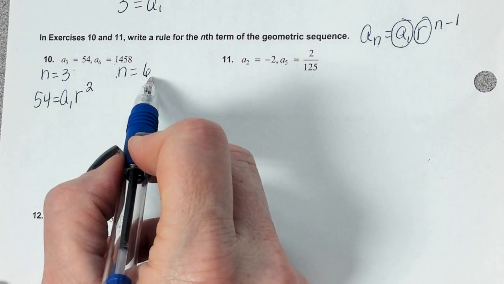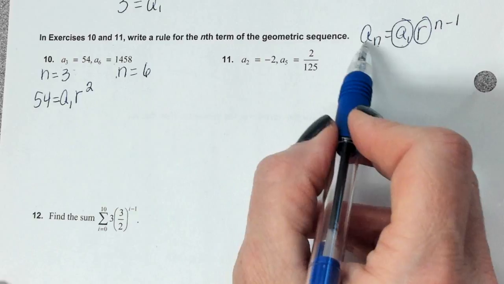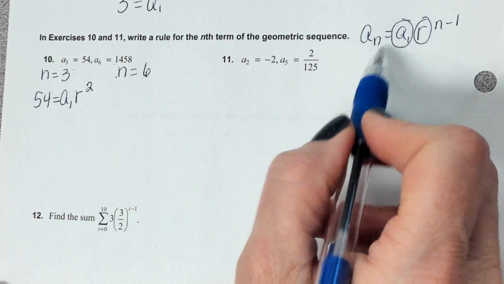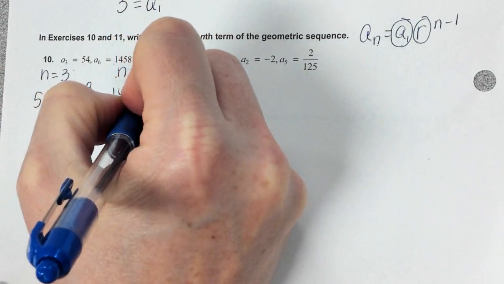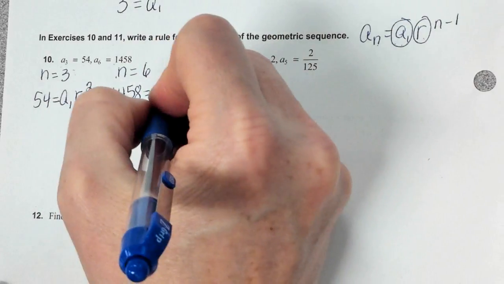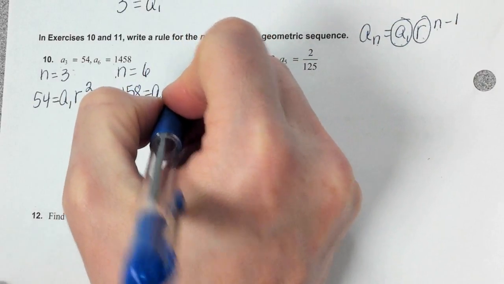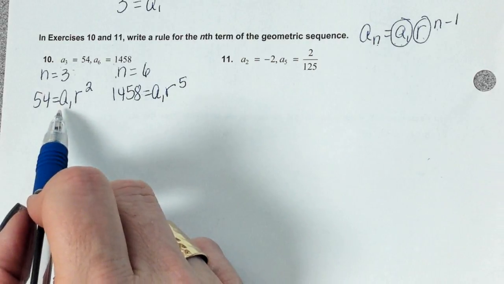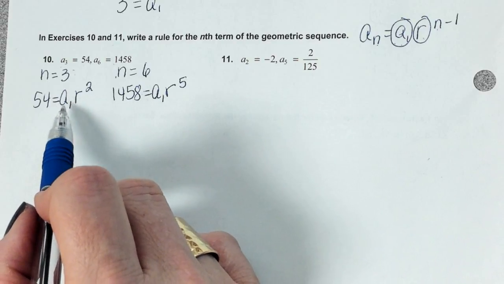So I now have to use this and make an equation. So what is a sub 6? What's the answer to a sub 6? All right, 1458 has to equal a sub 1, I don't know, r, we don't know, n in this case is 6, so to the 5th. Now look what I have. I have 2 equations. I want to be able to find out what a sub 1 is and what r is.